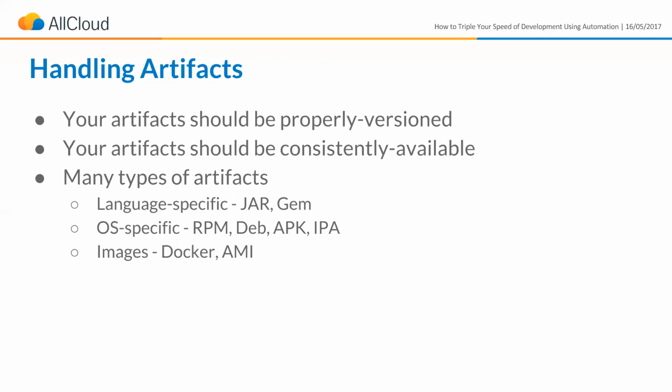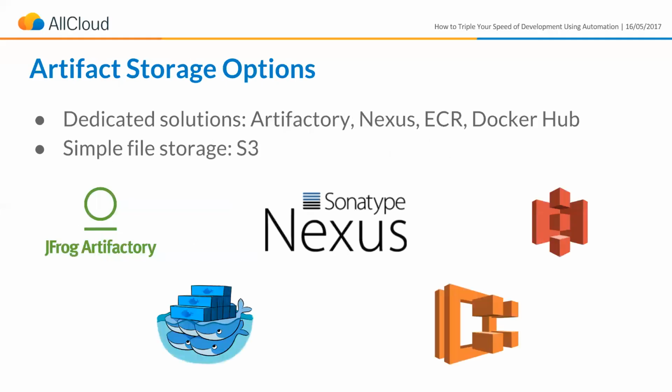Now, there are multiple types of artifacts. Some of them are language specific, like jar or gem. Some of them are OS specific, like RPM, deb or APK, and IPA for mobile artifacts. And some of them are images. So for example, an EC2 AMI is considered an artifact if you're using immutable infrastructure, for example. And same goes for Docker images. So these are all artifacts that should be properly versioned and consistently available.